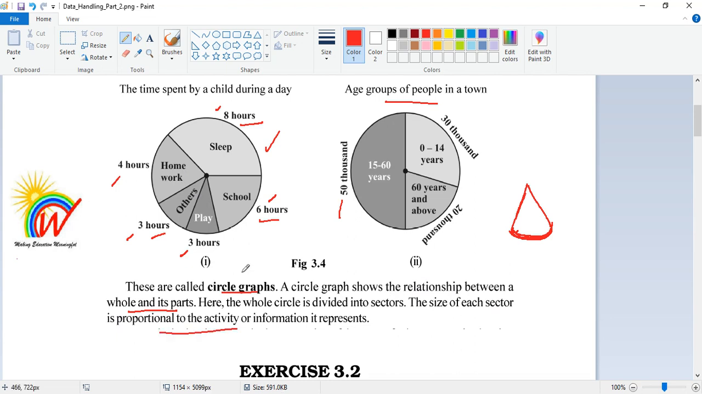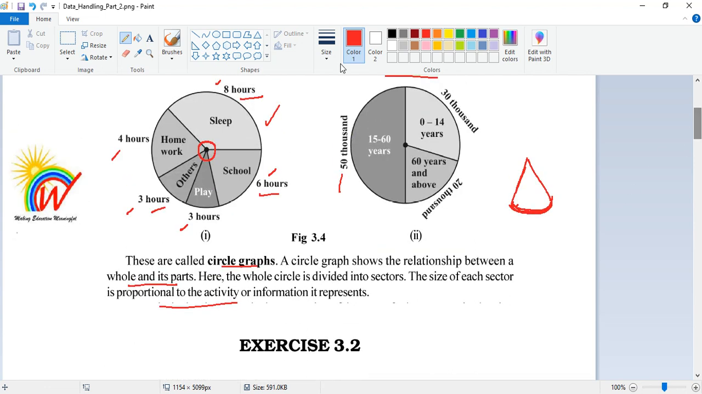The size of each sector is proportional to the activity or information it represents. Proportional means it is equal to what kind of activity they are doing. Understood? And now we need to know one thing, that is the angle right in the middle. This is the center, and the center inner angle is the complete angle. This complete angle is always 360 degrees. Whether it is in hours or thousands, 20,000, 30,000 people, angle-wise this whole thing is 360 degrees.